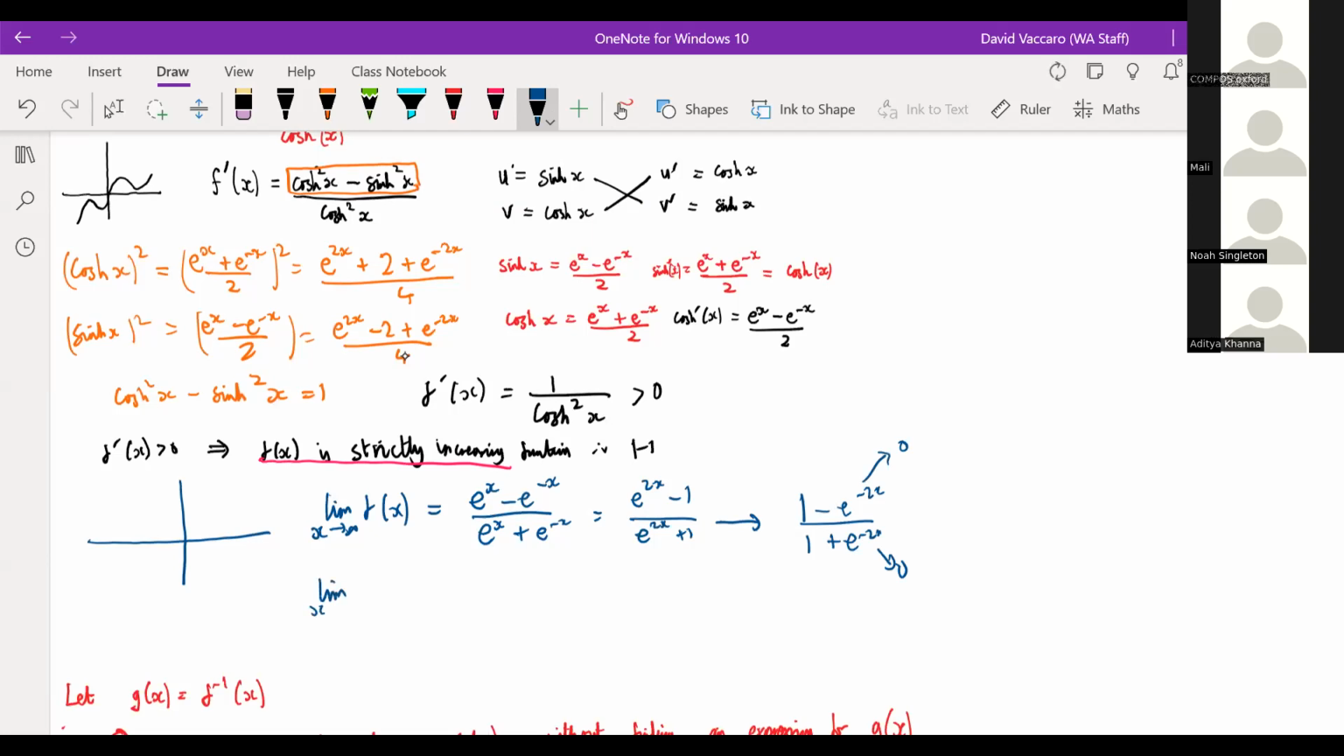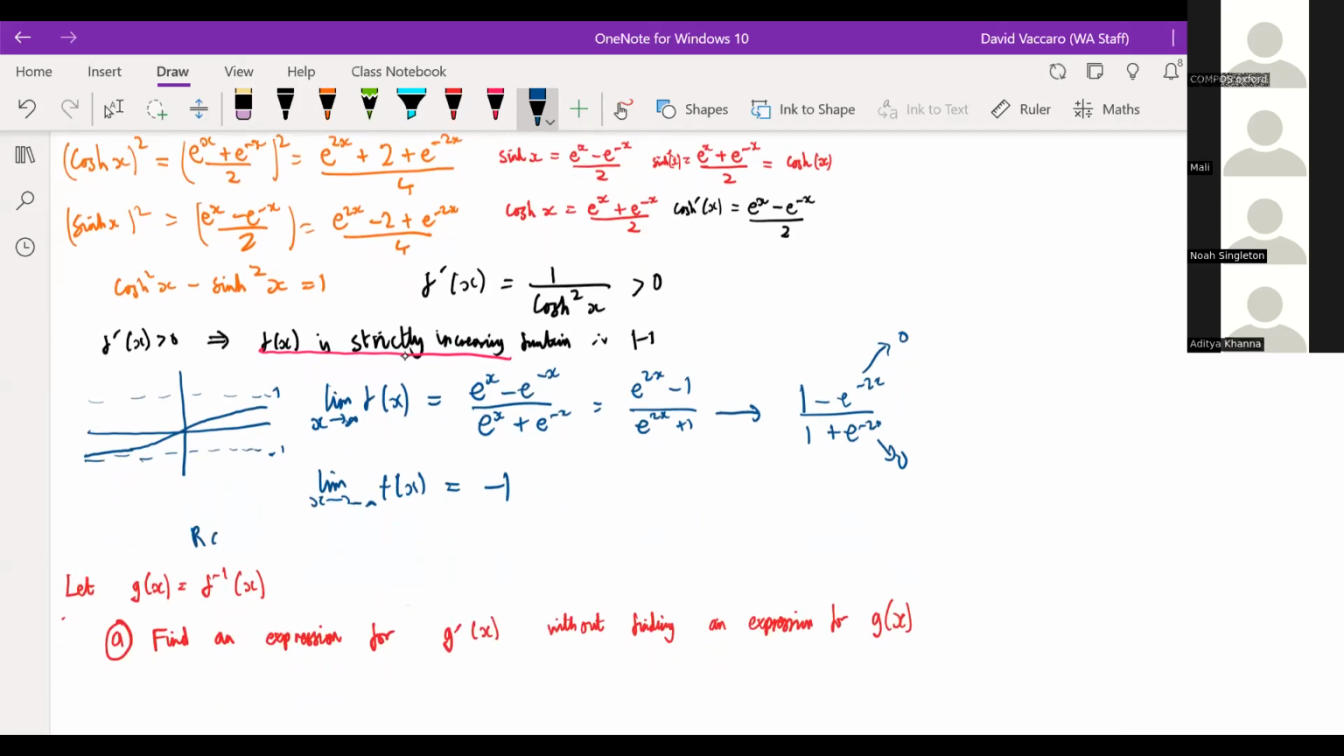And then the limit as x goes to minus infinity, very similar calculation, goes to -1. Or we could just argue that it's an odd function. So we've got horizontal asymptotes at -1 and 1. We never attain those asymptotes, so the range is (-1, 1).